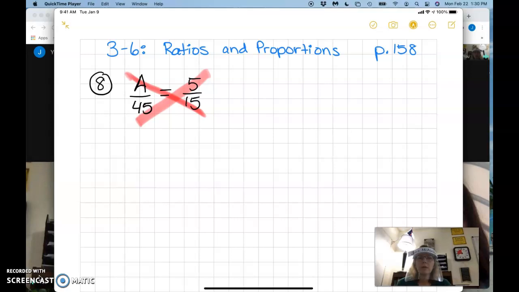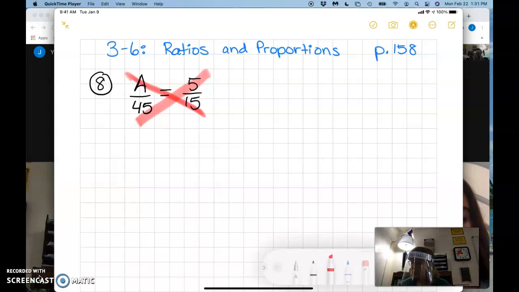Okay, so here's our next example. a over 45 equals 5 over 15. So again, I'm going to cross multiply, so I drew that x. I want you guys to draw that x on your work as well. Remember, whatever I do, you need to do. So on your paper, you should have an x going over that equation. If you don't, add it now.